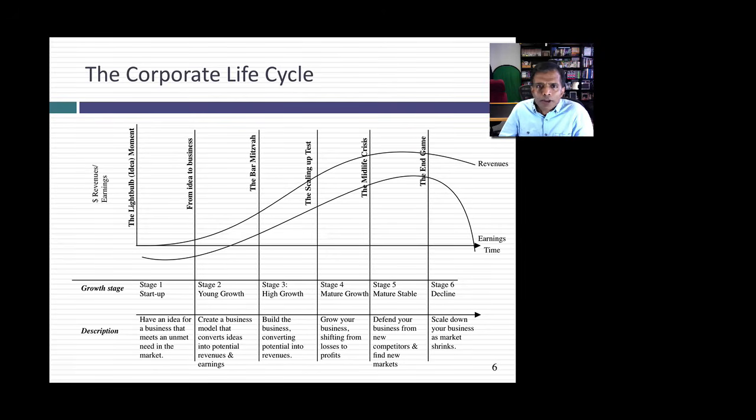Just like human beings are born, they age, they mature, and then they go into decline. Companies are born. That's what a startup is. They are teenagers. That's what a young growth company is. They're in the peak of their lives. That's what a growth company is. They mature, and then they go into decline.